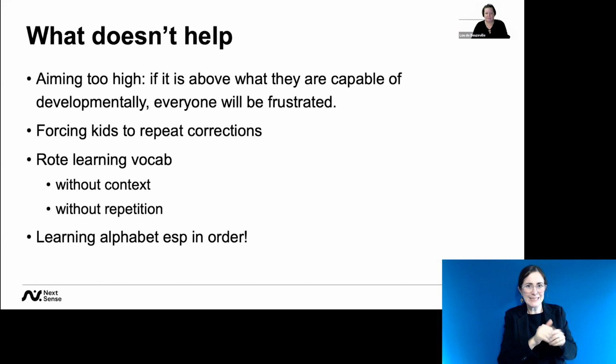It's just too complex. Rote learning vocab without context. Learning vocab and then not hearing or seeing it again. They're just not going to remember it.